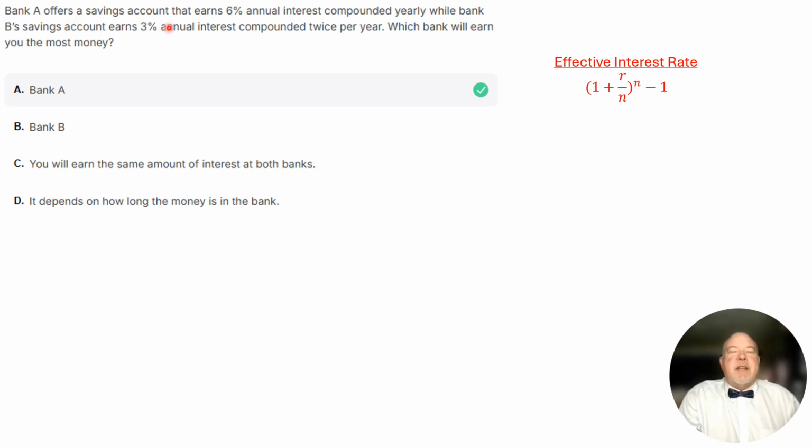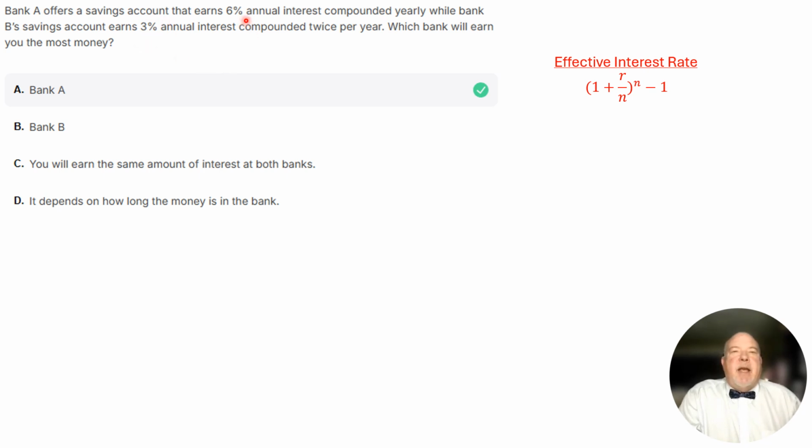Bank A offers a savings account that earns 6% annual interest compounded yearly. So we're talking about compound interest. While Bank B's savings account earns 3% annual interest compounded twice per year. Which bank will earn you the most money?